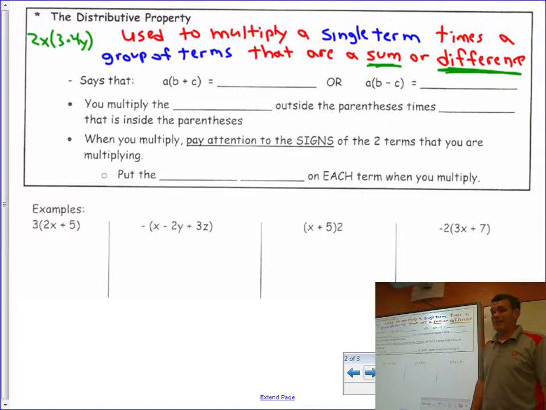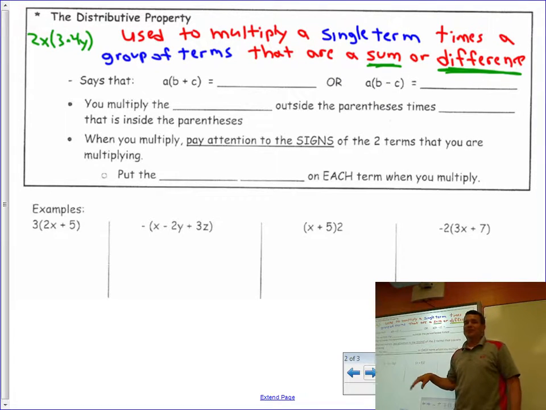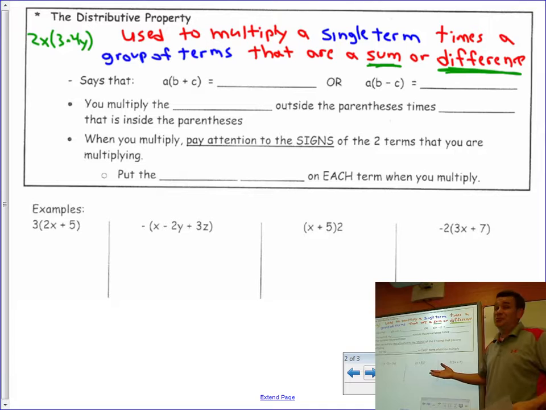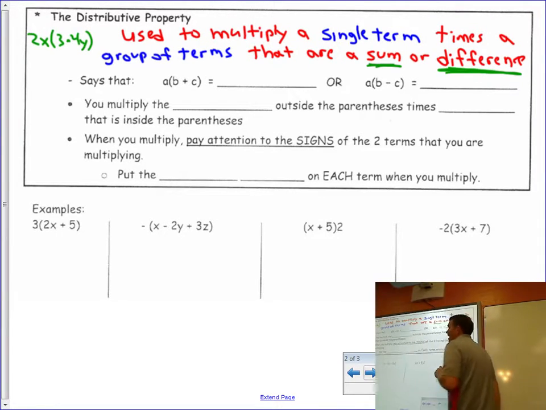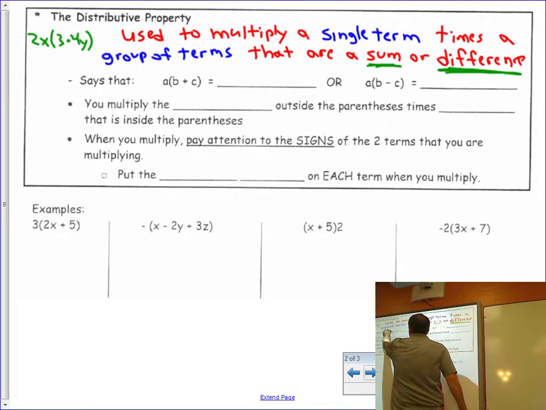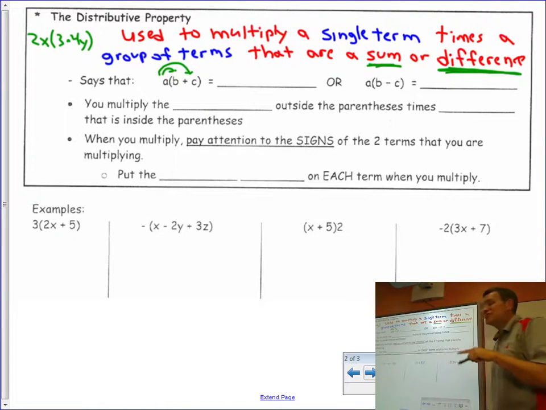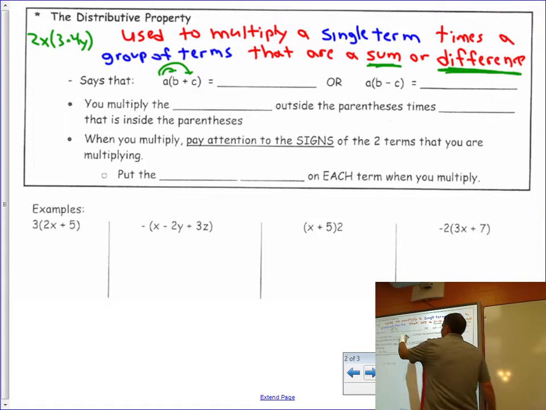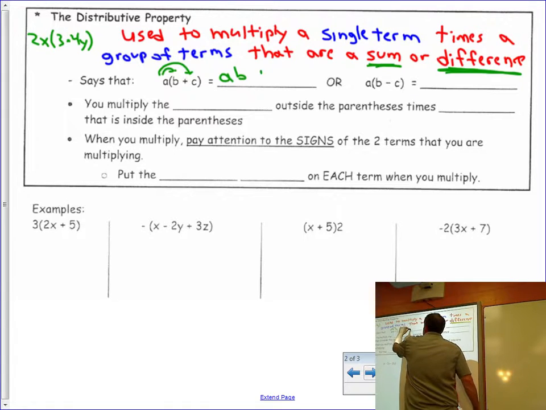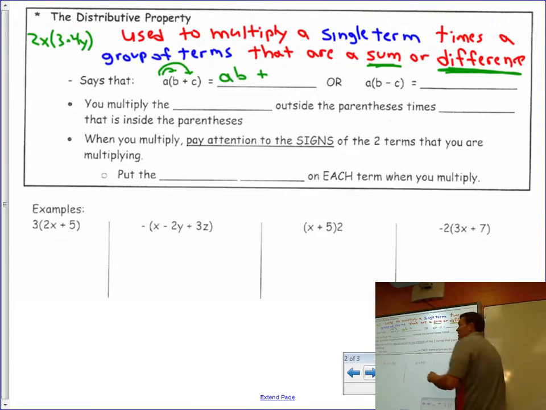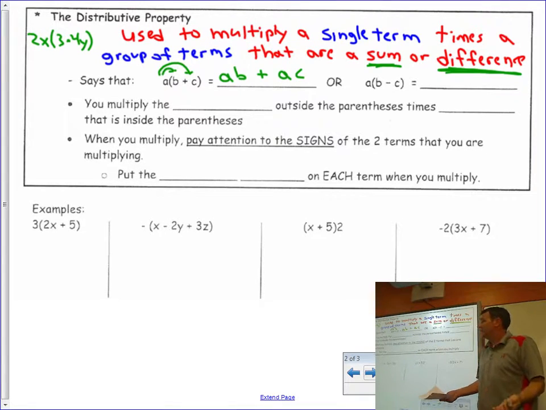But the terms that are grouped together, they need to be a sum or a difference if you're going to use the distributive property. And I have a couple examples here that are written in algebraic form, which is just variables. The first one I have a times b plus c. And the distributive property says that you can multiply the a times each term in the group. So you would multiply the a times the b plus you would multiply the a times the c. Your result would be a times b plus a times c.